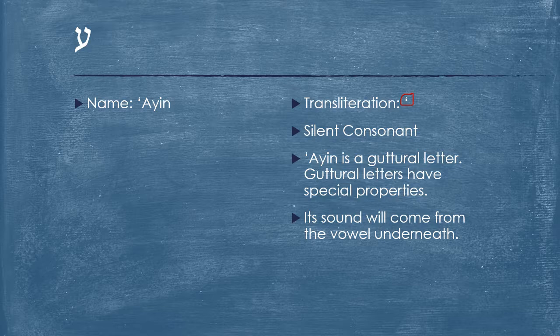And again, whenever we see the letter Ayan, the sound will actually come from the vowel that is underneath.